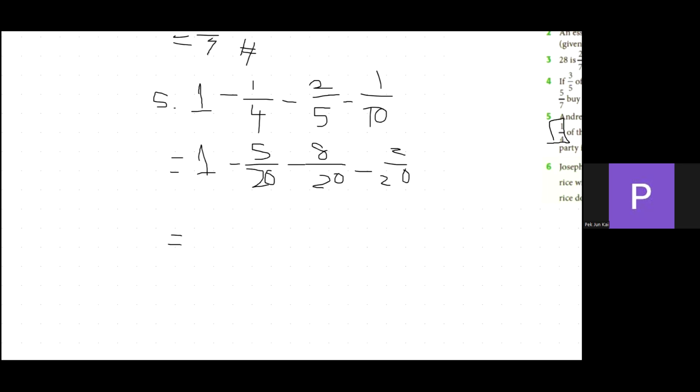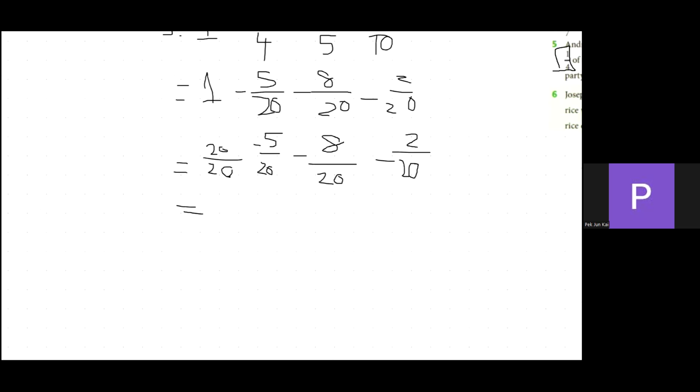So it would become 20/20 minus 5/20 minus 8/20 minus 2/20. It would become 5/20 to its simplest form, which is 1/4. This would be the answer for number 5.